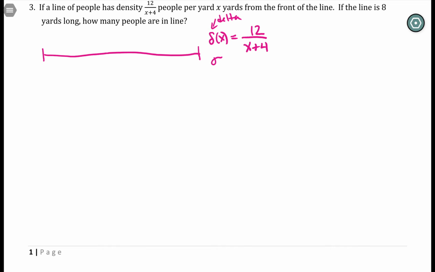Okay, so the density varies. And x here is how far we are from the front of the line. So let's say this is the front and this is the back. And x tells us how far we are along the line. So if we investigate a little bit, for example, when x equals 0, we're right at the front of the line. And the density at the very front of the line is supposed to be 12 over 4, so 3 people per yard.